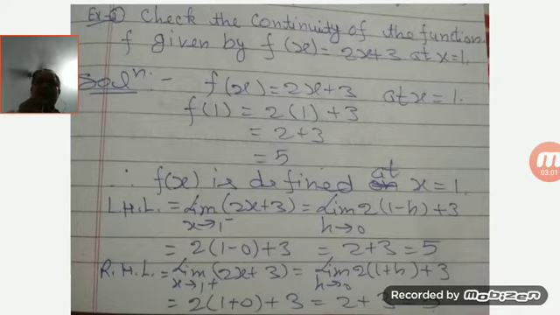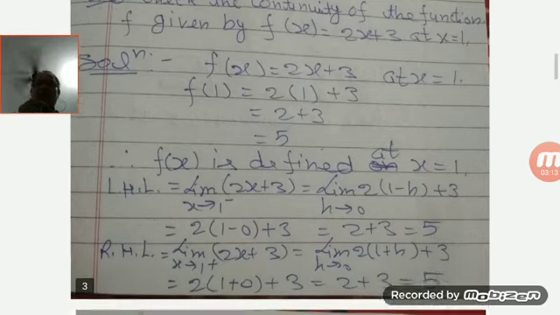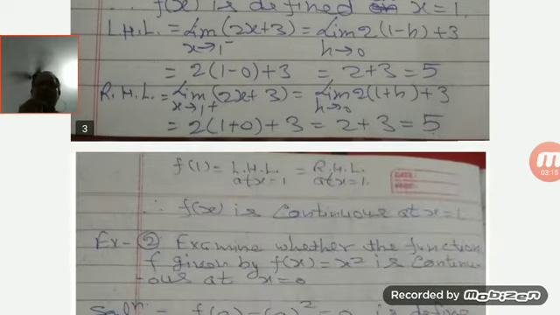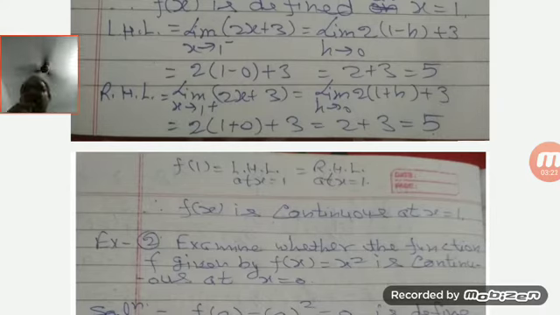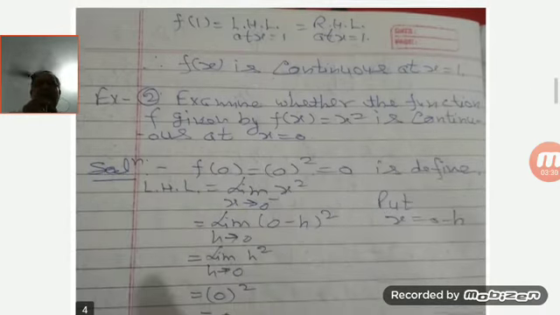So in this way we can calculate the value of right hand limit at x tends to 1 is equal to 5. So we can see the value of f of 1 and left hand limit at x equal to 1 and right hand limit at x equal to 1. The value of all these was 5 at x equal to 1. So in this way we can say that the given function f(x) is equal to 2x plus 3 is continuous at x equal to 1. So in this way example number 1 completed.